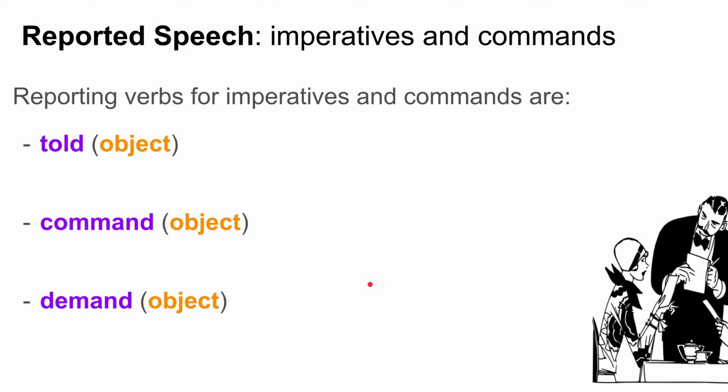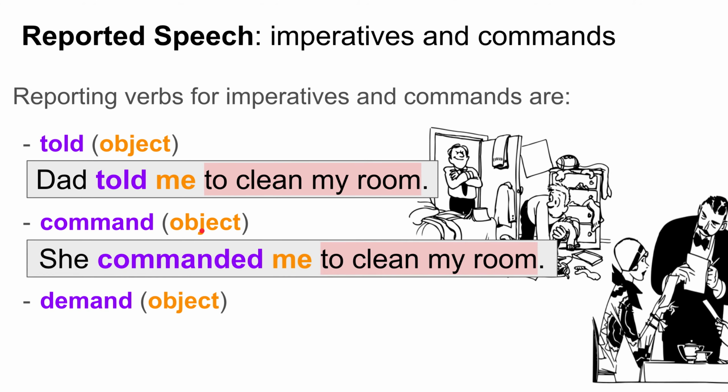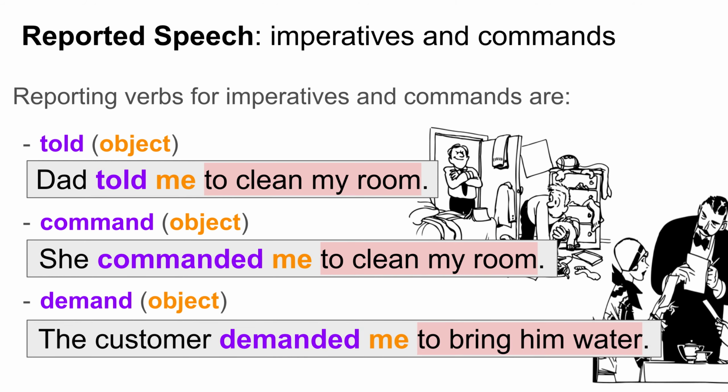Okay. So let's look at the reporting verbs for imperatives and commands. So we have tell plus the object, command, and demand. These are the reporting verbs we use for imperatives and commands. So for example, told, Dad told me to clean my room. Command, she commanded me to clean my room. And demand, the customer demanded me to bring him her water.